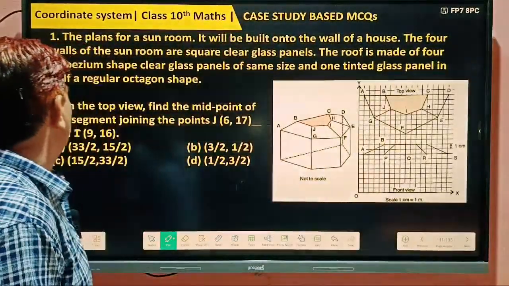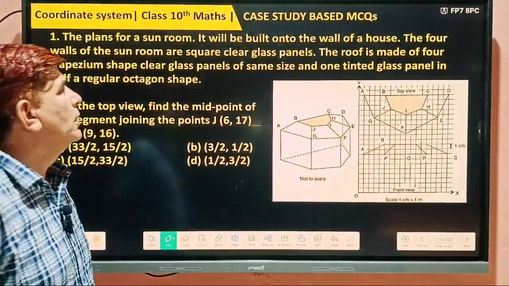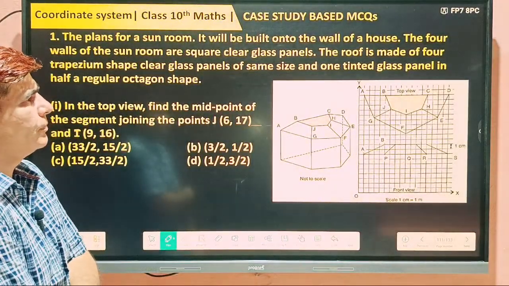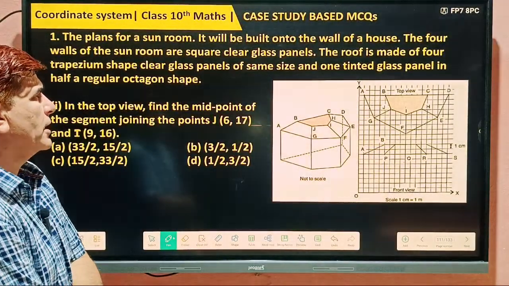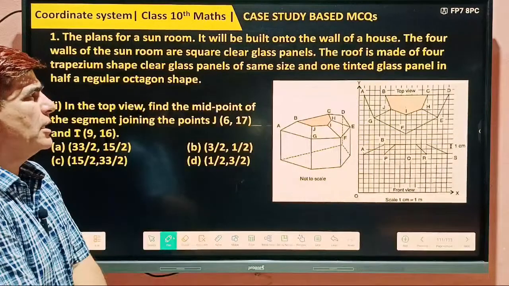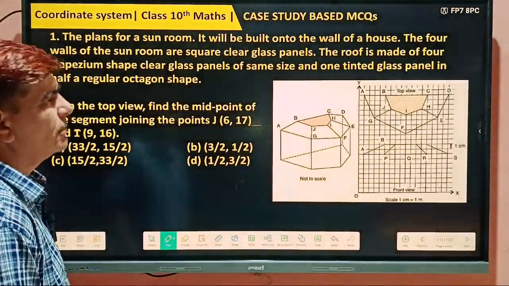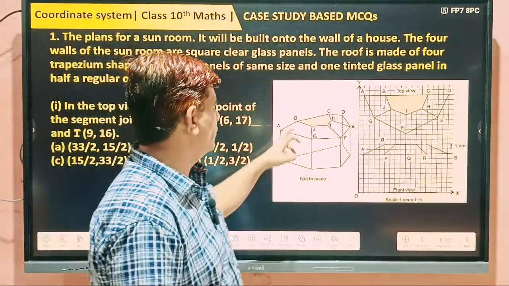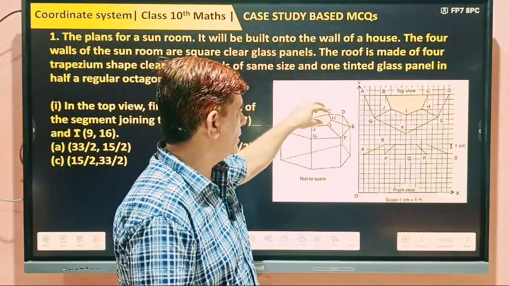So here is given the plan for a sunroom. It will be built on the wall of a house. The four walls of the sunroom are square, clear glass panels. The roof is made up of 4 trapeziums. 1, 2, 3, 4. And this is a glass.